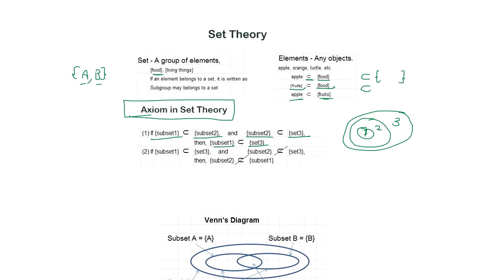And if subset 1 belongs to subset 3, and subset 2 does not belong to subset 3, then subset 2 doesn't belong to subset 1. It's not an element of. So you have subset 1 inside subset 3, and subset 2 doesn't belong. It's not even overlapping. Then subset 2 is not part of subset 1. It's isolated. Okay, so these two are axioms in set theory.